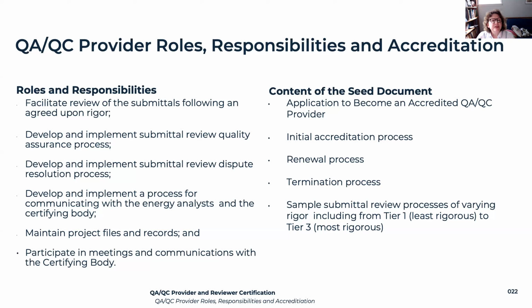Another responsibility is to develop and implement a submittal review quality assurance process. Typically there would be multiple reviewers reviewing modeling submittals. So the QAQC provider has to ensure that these are quality reviews and that there is a consistent approach used across all reviewers. The next responsibility is to develop and implement a submittal review dispute resolution process. So if there is a disagreement between modeler and reviewer, how is this disagreement resolved?